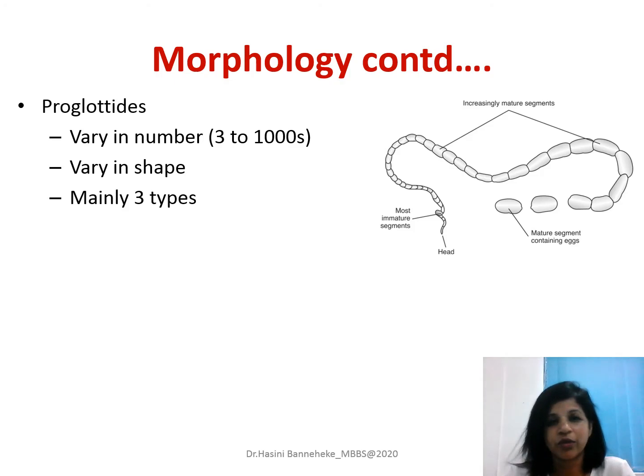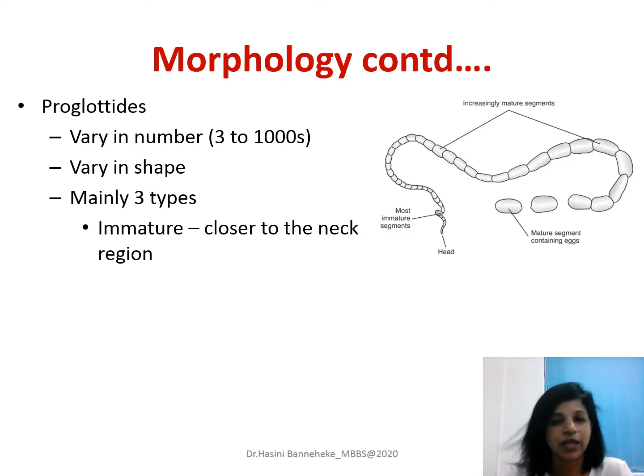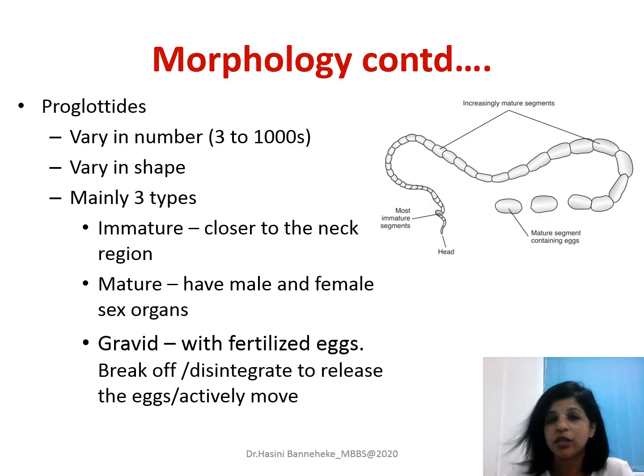And generally the proglottids, mainly we can categorize them into 3 types. I told you before, as immature, mature and gravid. So the immature ones, as I said earlier in the slide, are the ones closer to the neck, newly formed ones. The mature ones are the ones which have developed into the mature stage, that is, they have male and female reproductive organs separately in the mature segments. And in the gravid ones, you can see the fertilized eggs.